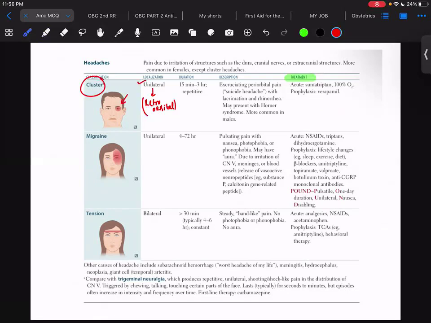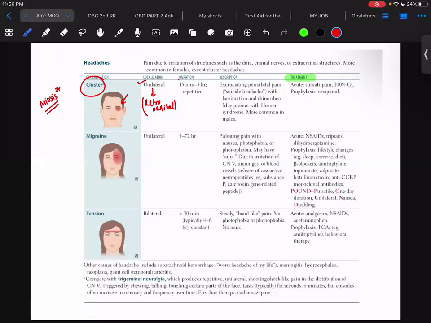With cluster headache, there are other features in these patients, like the patient can have even miosis also. Sometimes the patient of cluster headache will tell you, doctor, it seems like someone is inserting a nail or a sharp pen behind my orbit. And the patient can have miosis also.